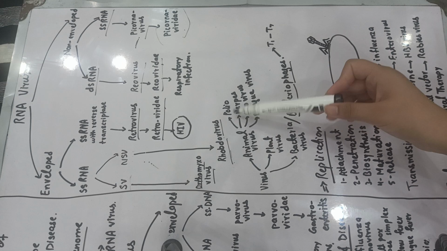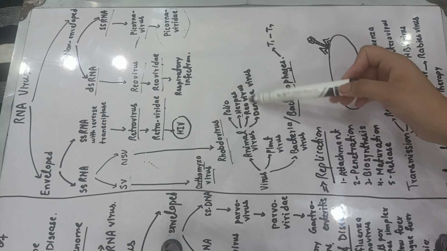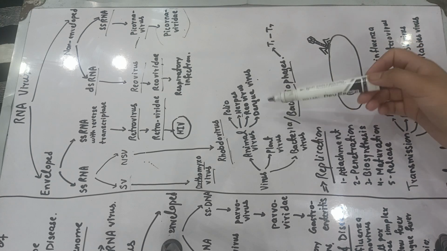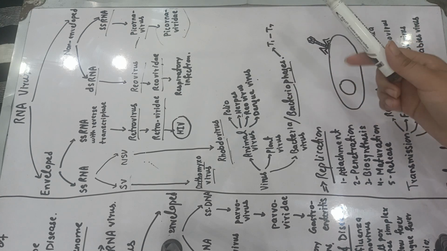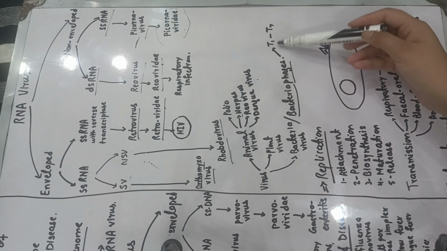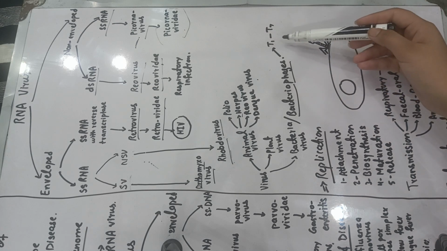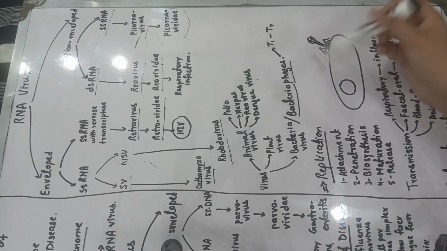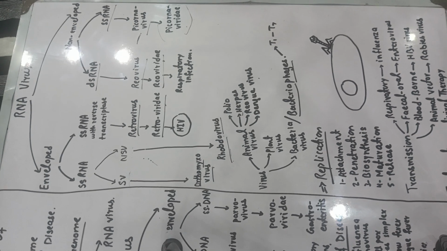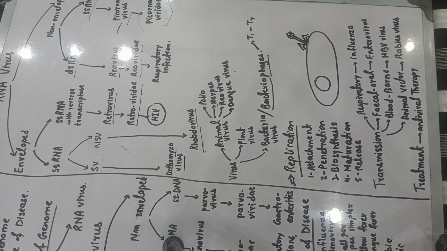Examples of animal viruses are polio, herpes virus, reovirus, dengue virus, and so on. Examples of plant viruses are not given. Examples of bacteriophages are T1 to T7. So T1, T2, T3, T4, T5, T6 and T7 are the bacteriophages which mostly infect E. coli inside your body.